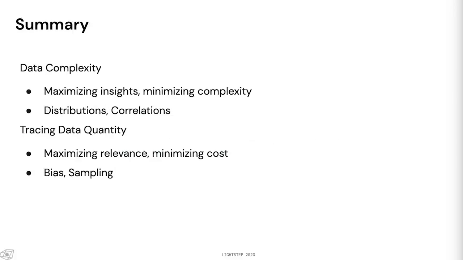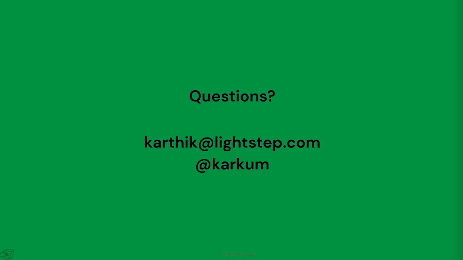So in summary, I talked about data complexity and minimizing the complexity of this data and maximizing the insights we can get through distributions and correlations. And I talked about tracing data quantity and minimizing the cost and the overhead of this data while maximizing the relevancy and keeping data that we consider to be interesting through biasing and sampling methods. And that's it. Any questions?